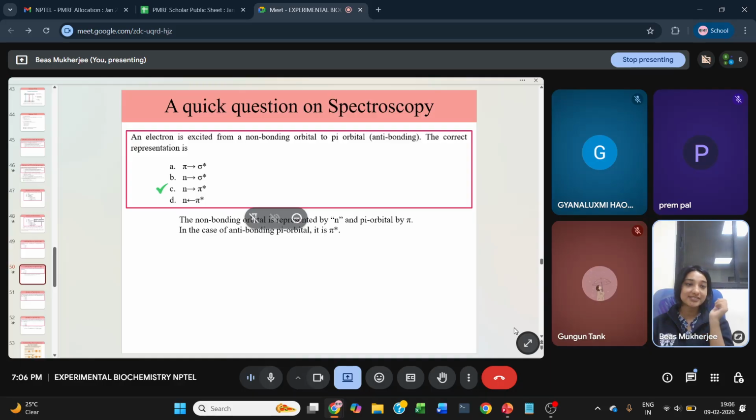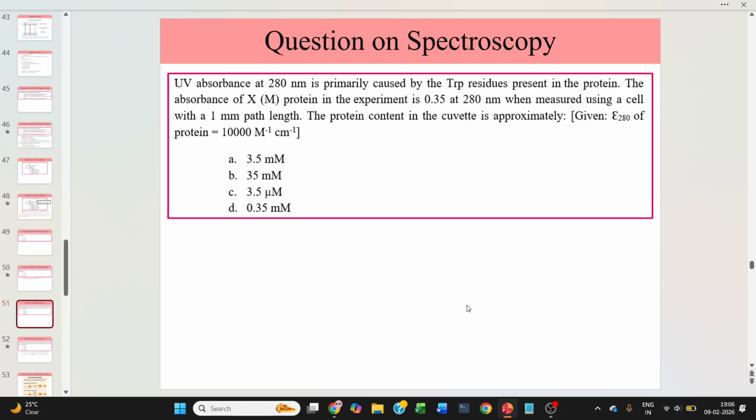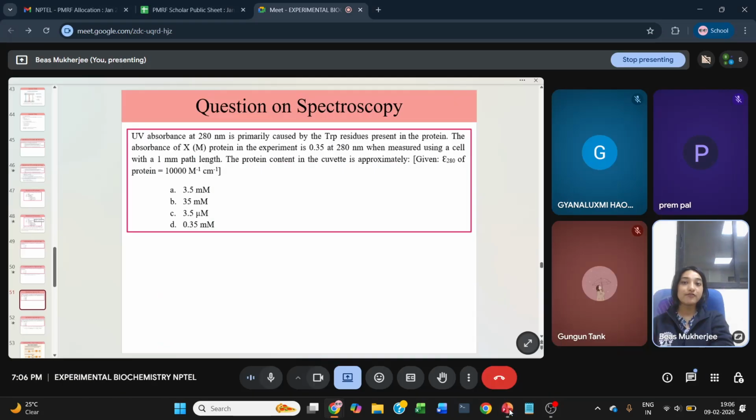Non-bonding is always represented by n. Pi bonding is by pi, and you have this star. The others were sigma, right? So sigma is s orbital. It is not pi orbital. Right. So now we have some questions. Simple questions that you would be able to solve.